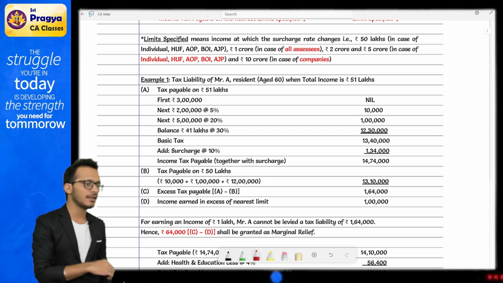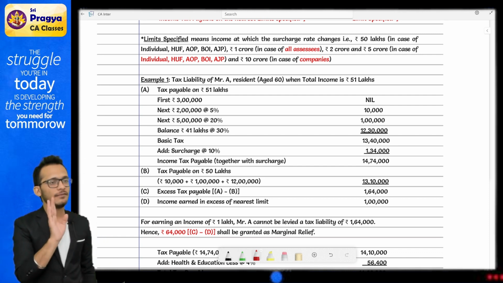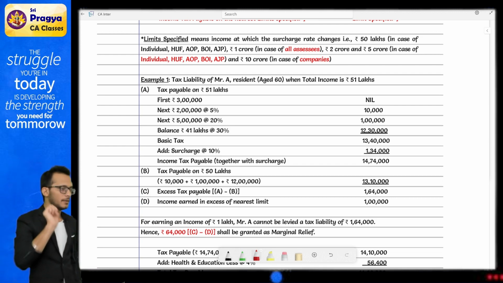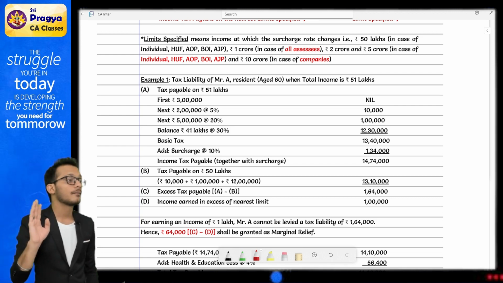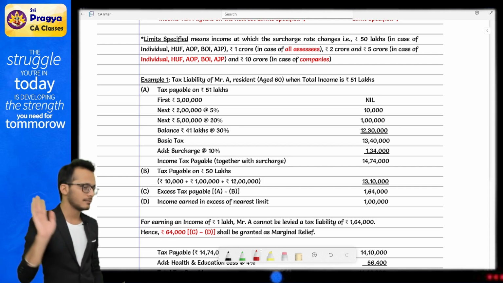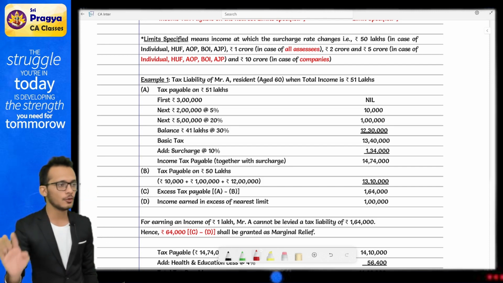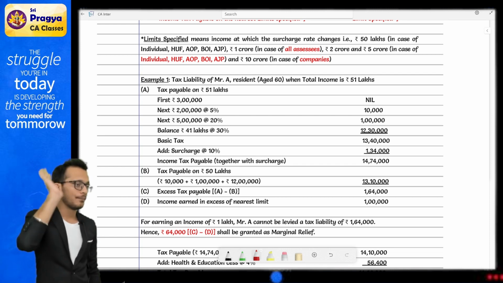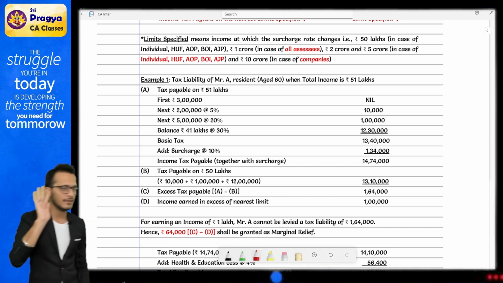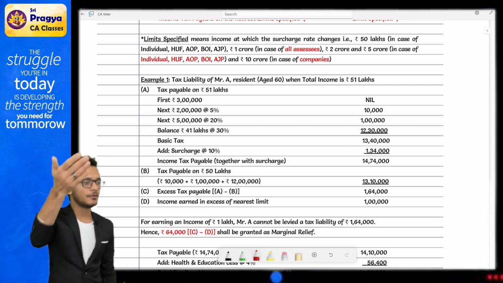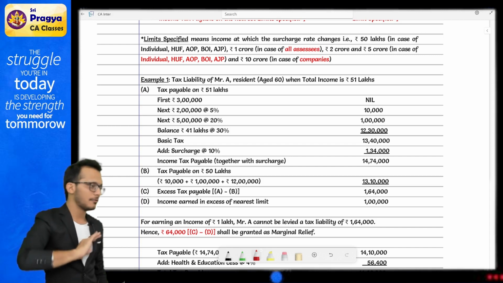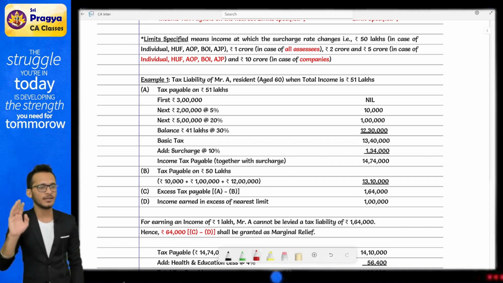After you complete your marginal relief comes your special rates of taxes. Before that, we have something called cess. Cess has to be levied at the rate of 4%, regardless of what your income is, regardless of who you are. Everything will be levied for a cess. Now, cess is applicable on the final tax, which means it is levied after basic tax, after surcharge, after rebate, after marginal relief. Finally compute everything, and you will get a cess.